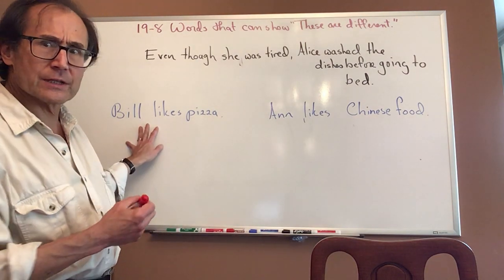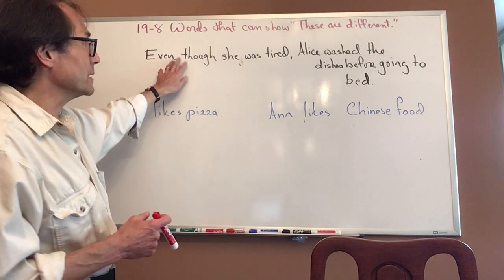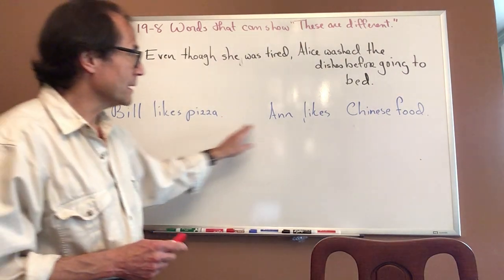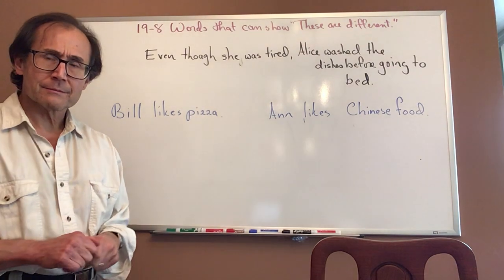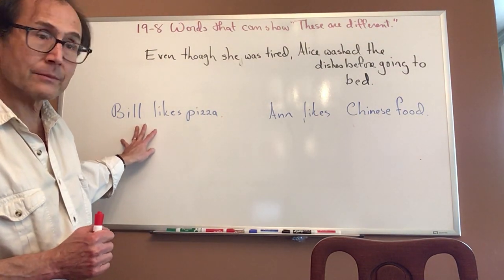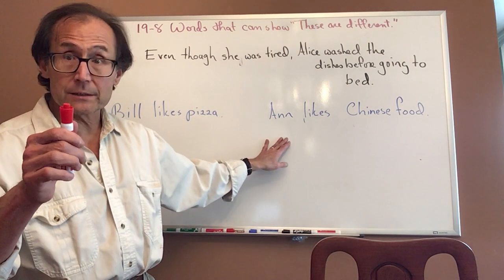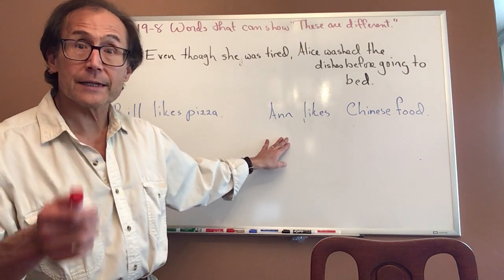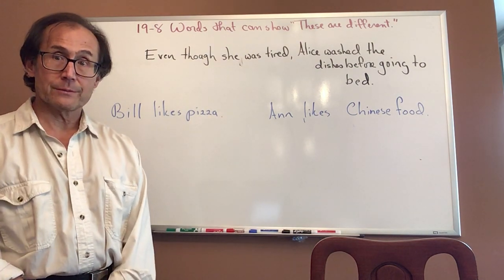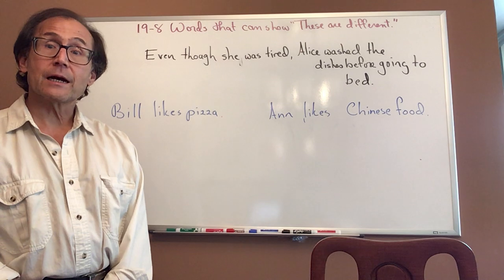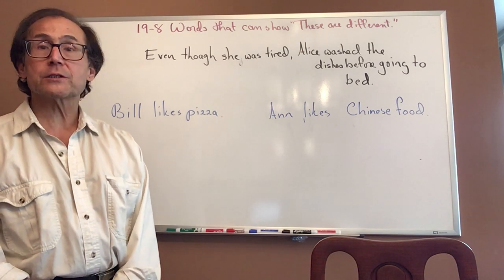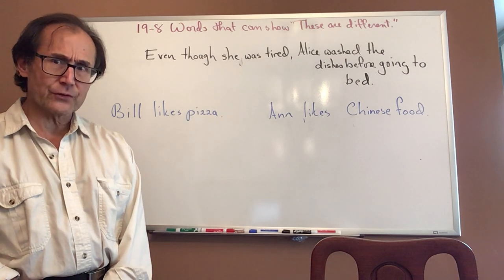let's take a look at these two sentences, though. This is what we learned in the last chart. Let's look at these two. Bill likes pizza and Anne likes Chinese food. Now, let me ask you. Let's say Bill likes pizza. Is it unexpected that Anne likes Chinese food? Take a minute and think. Pause the video if you want to. If Bill likes pizza, is it unexpected or surprising that Anne likes Chinese food?